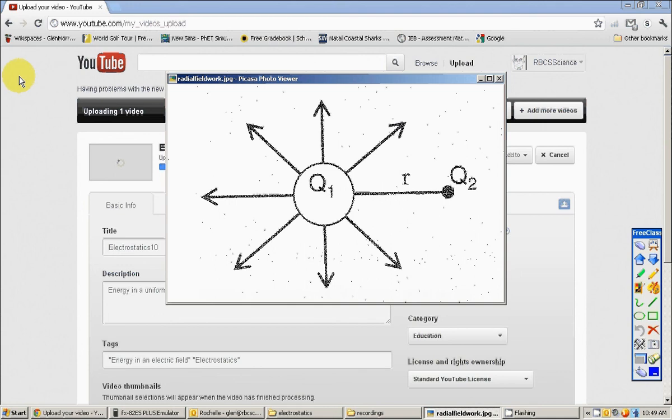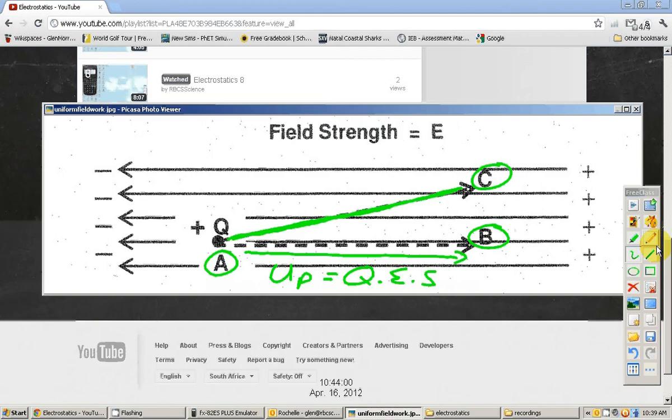Welcome to the 11th video in the series on electrostatics for grade 11. We're going to be doing energy of a charge in a radial field in this lesson. So we ended off here on the last lesson. So let's go to a new page.